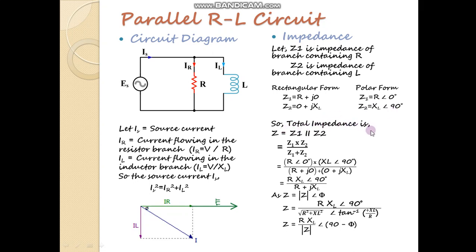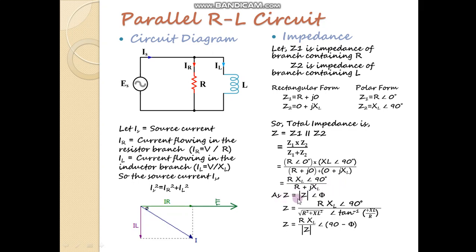Now to find the total impedance, Z1 parallel to Z2, the formula is Z1 into Z2 divided by Z1 plus Z2. Here we will put the polar form values of Z1 and Z2, and for addition we will take the rectangular forms of Z1 and Z2. Now we will do the operations of multiplication and addition here. For multiplication, we will multiply the magnitudes R into XL and add the angles. For addition, we will add the rectangular parts. Then we will get R XL at an angle 90 degrees, and R plus JXL.